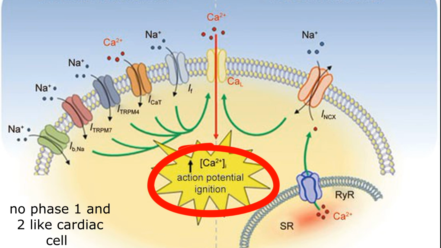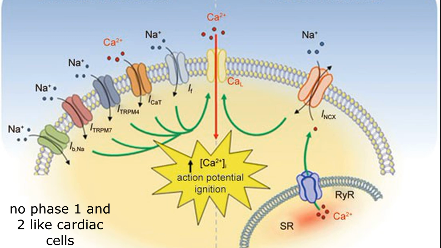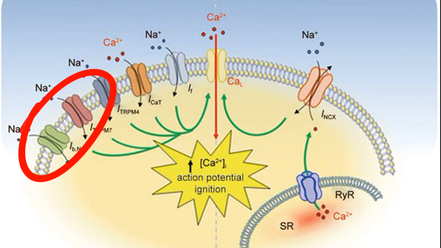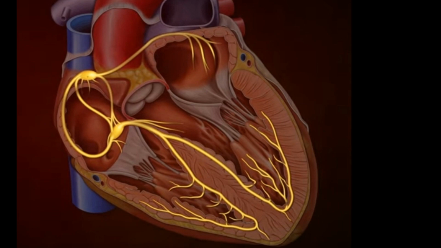Phase 3, repolarization. The repolarization phase occurs when potassium conductance increases, causing potassium to flow out of the cell, resetting the membrane potential. Phase 4, spontaneous depolarization. This phase is crucial for the SA node's pacemaker activity. It's caused by a slow, inward sodium current called If, which gradually depolarizes the membrane until the next action potential is triggered.